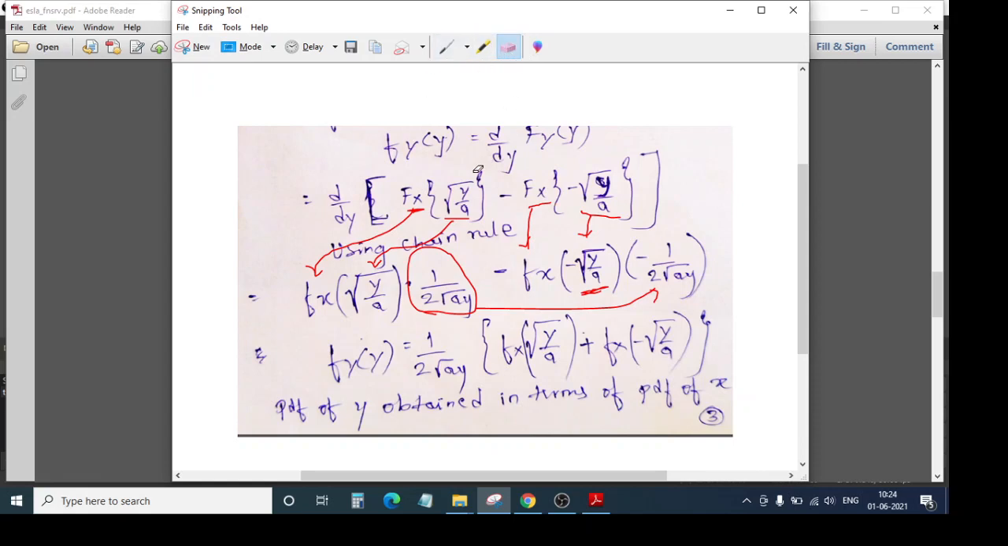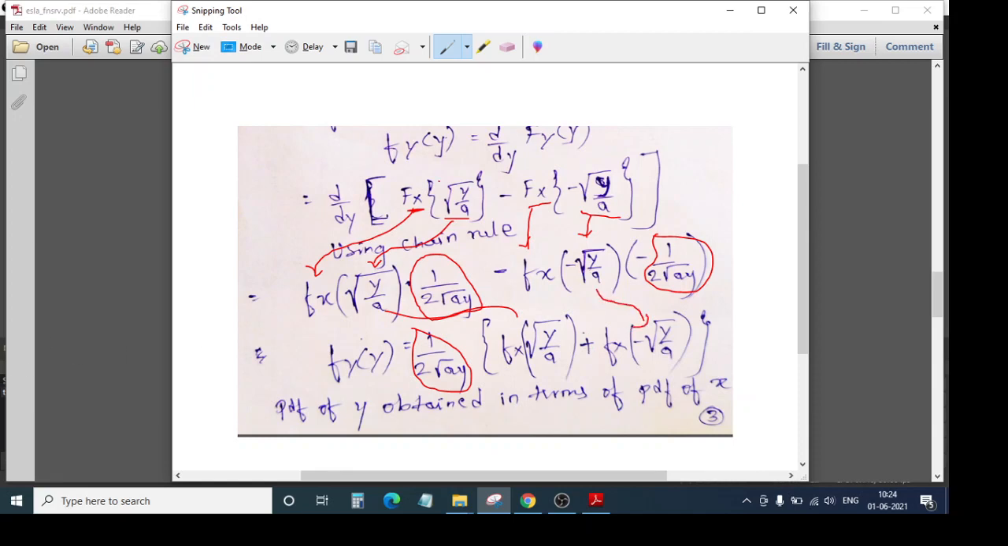Next thing is we will be removing the common terms. If you observe here, 1 by 2 square root of ay and 1 by 2 square root of ay are both common, so we remove both of them. What's remaining inside is fx of square root of y by a, and this minus and this minus get converted into plus, with this term and this term.